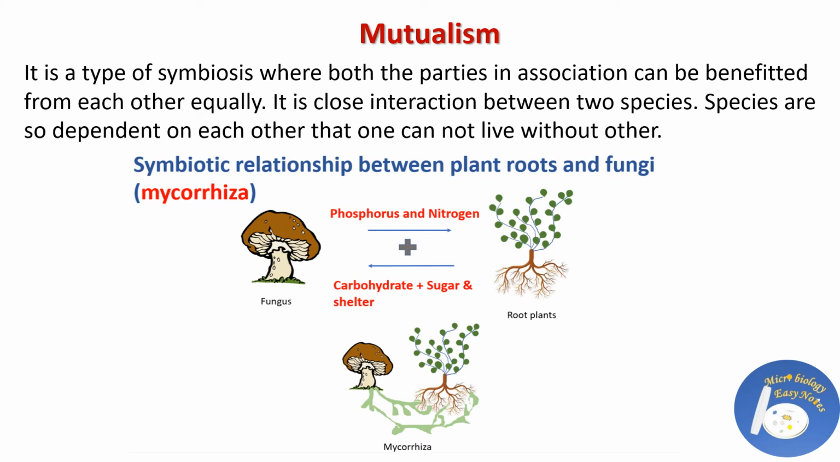A mutualistic relationship can be well described between plant roots and fungi. In this association, the fungus gets phosphorus and nitrogen from the soil, and in return, carbohydrates, sugar, and shelter are provided by the plants to the fungi. This association together is called mycorrhiza.